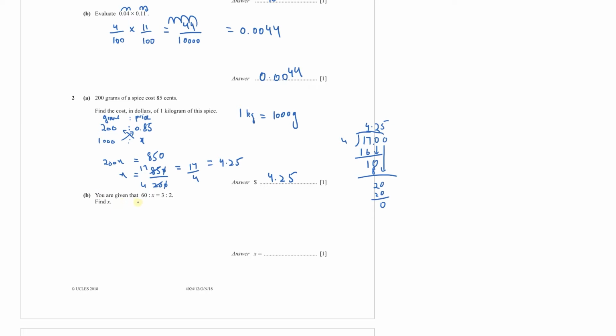Part B: you are given 60 ratio x equals 3 ratio 2. Find the value of x. So we can convert this ratio into a fraction. So this becomes 60 over x equals 3 over 2. Then to find the value of x, I can cross multiply. I get 60 into 2 equals 3x. And then 3x equals 60 times 2, which is 120. X would be 120 divided by 3, which is 40.